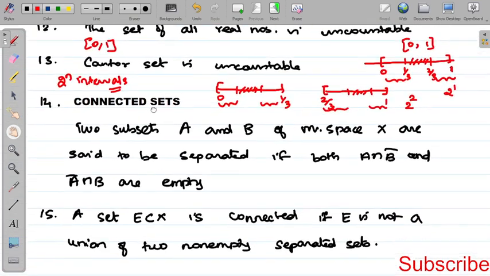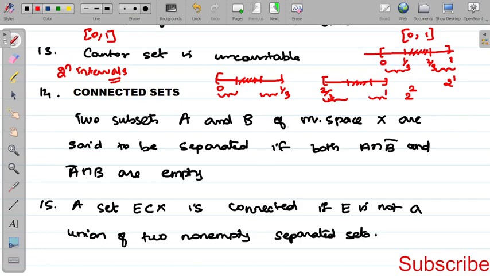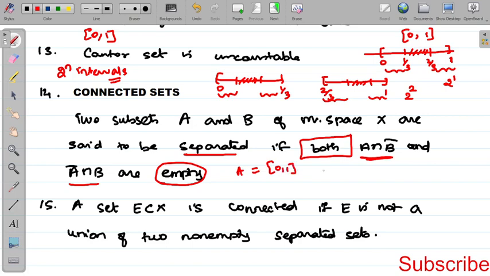Now we can see connected sets. Two subsets A and B of a metric space S are said to be separated if the conditions A intersection B bar and A bar intersection B are both empty. Both should be empty. For example, take A equal to the closed interval [0, 1] and another subset B equal to (1, 2). A bar is the same closed [0, 1], and B bar is the closed interval [1, 2].